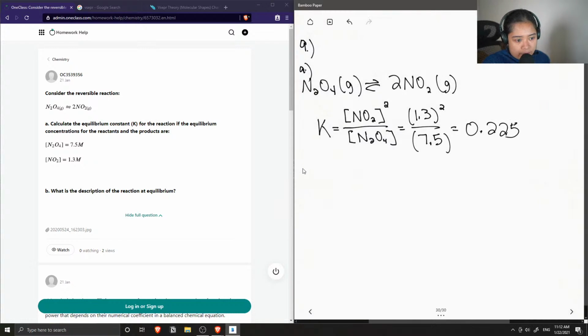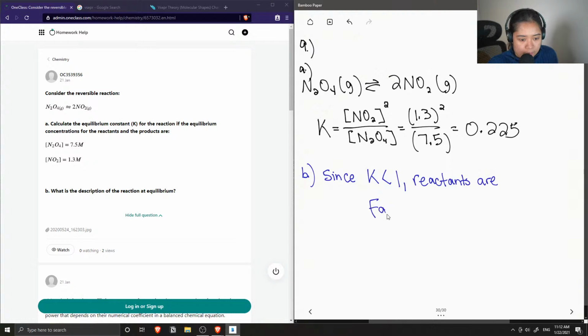And now for B, what is the description of the reaction at equilibrium? So since our K value is less than 1, this tells us that reactants are favored at equilibrium.